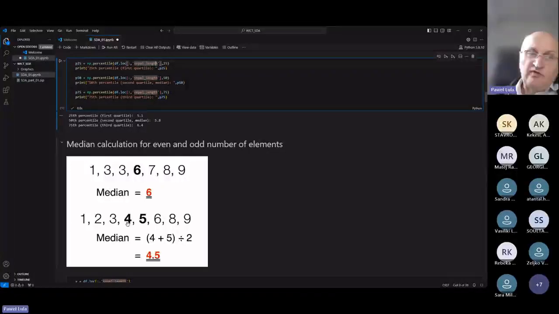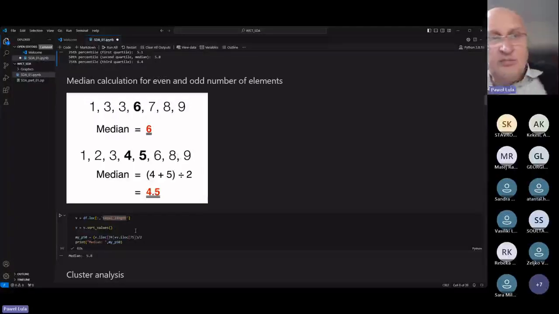When the number of elements in our sequence is even, then to calculate a median, we should take the two values which are very close to the middle position, because the middle position is between them. And we average them, using the arithmetic mean of these two values, and we treat this value as the median.